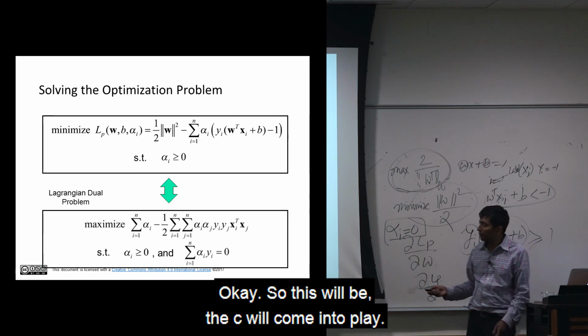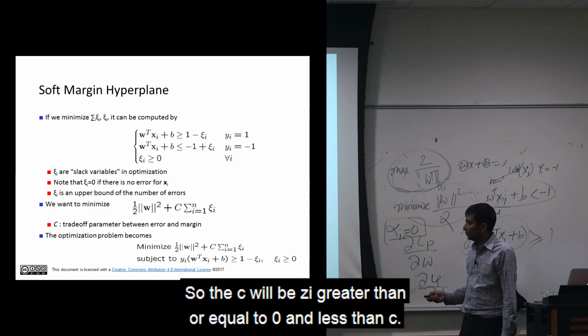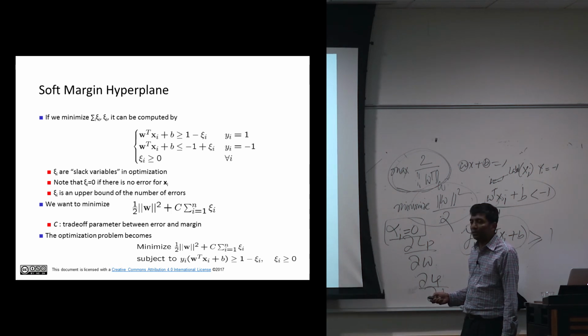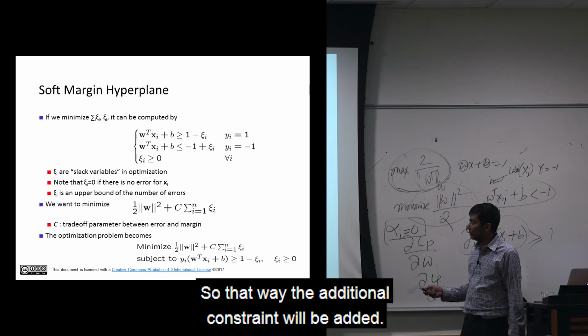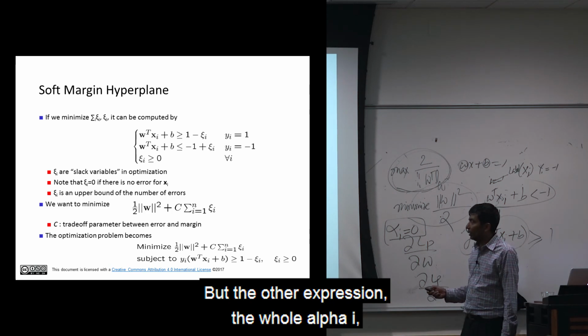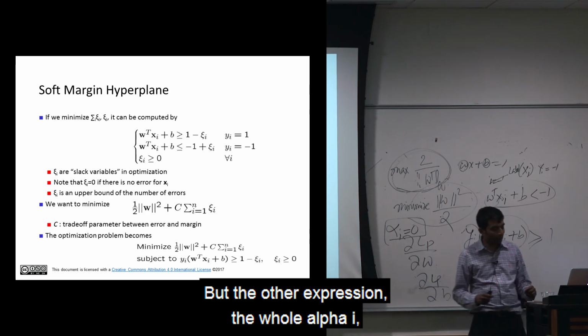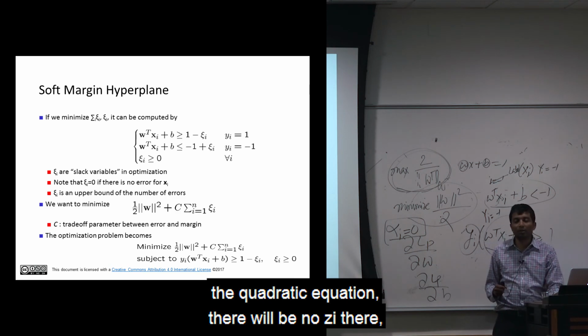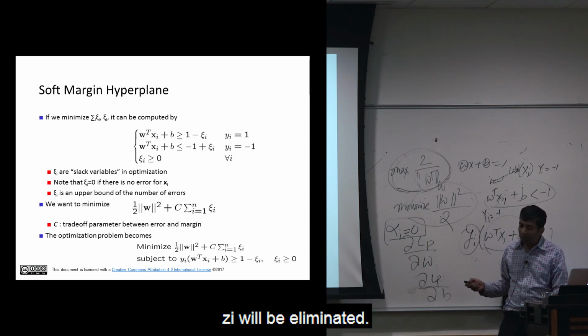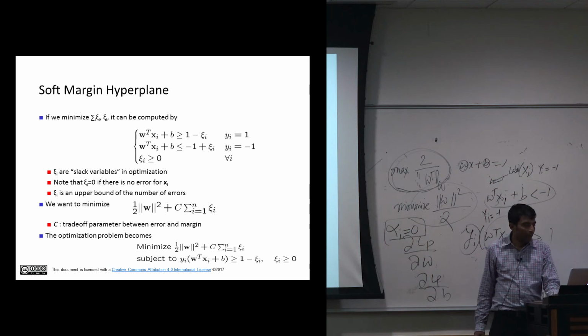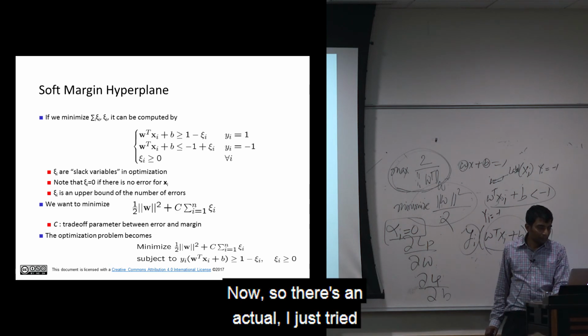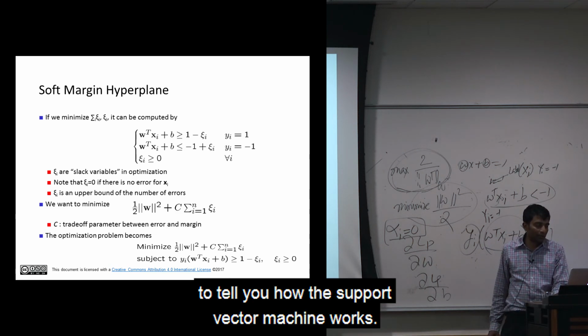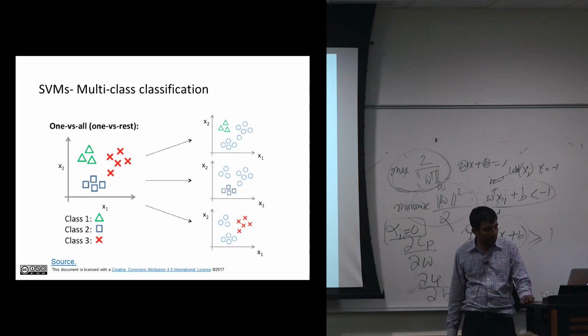So that is where C will come into play: xi is greater than or equal to 0 and less than C. That way the additional constraint will be added. But in the other expression, the whole quadratic equation in alpha i, there will be no xi; xi will be eliminated. So that's a nutshell of how the support vector machine works.